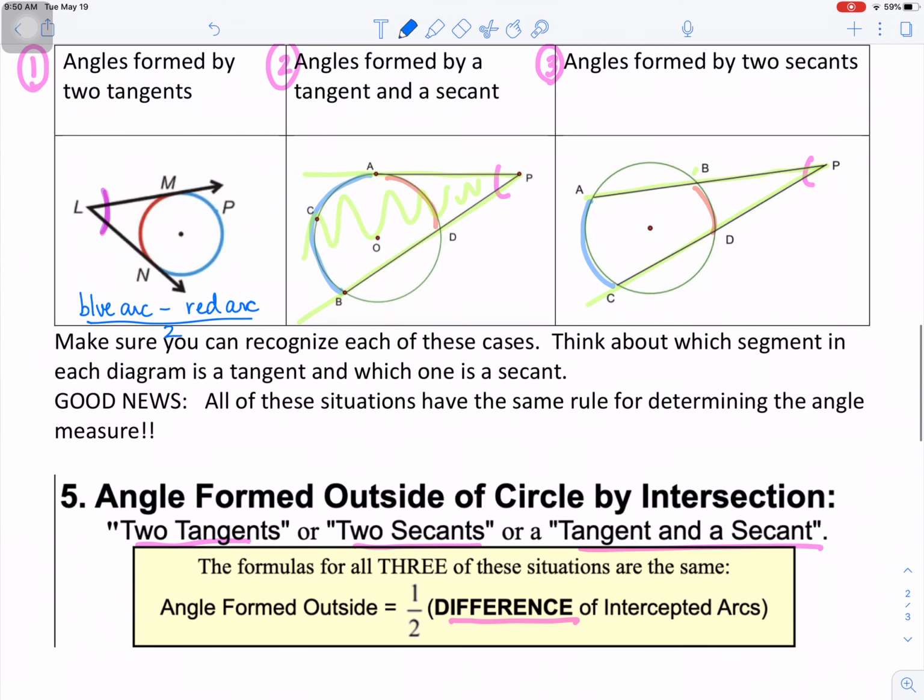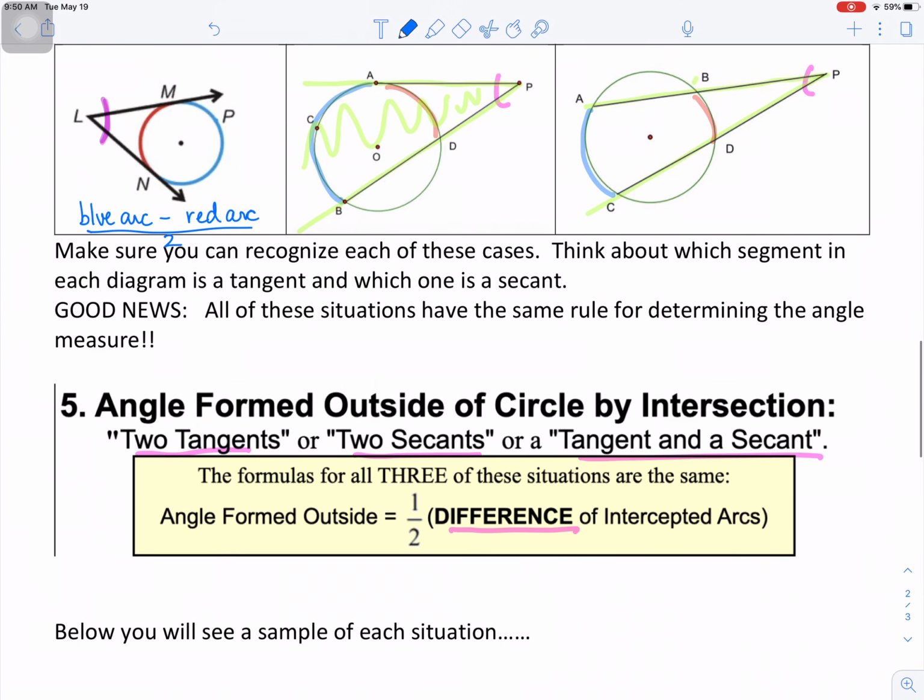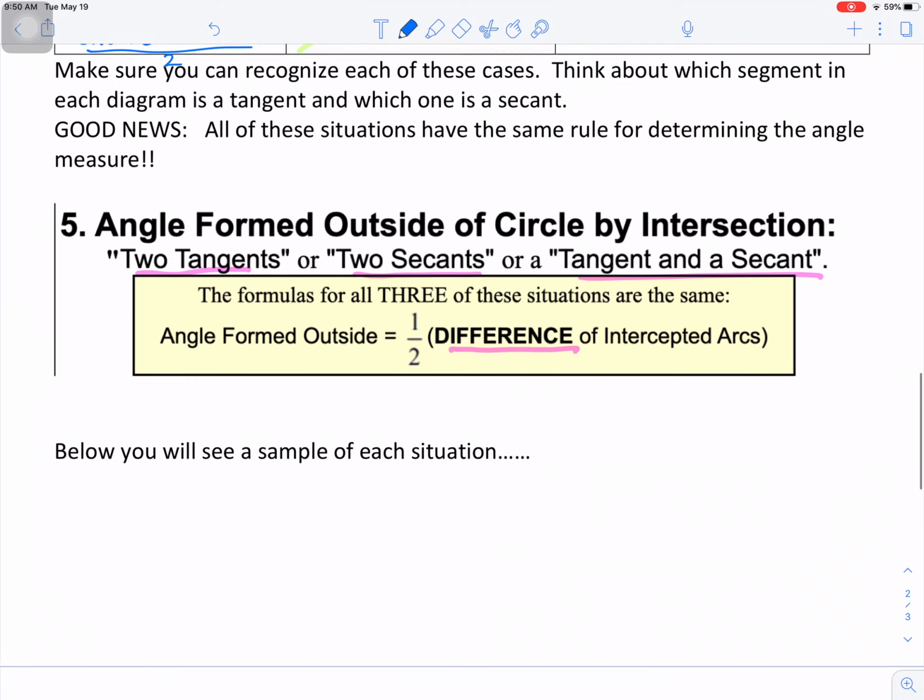These angles are very small out here. They can't even be obtuse. I can't imagine how they could be obtuse. Can you? If this angle is greater than 180 and the segments touch a circle, I don't even know how big that circle would have to be to make that happen. So these are small angles usually.